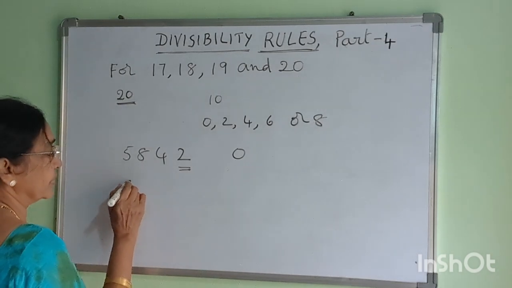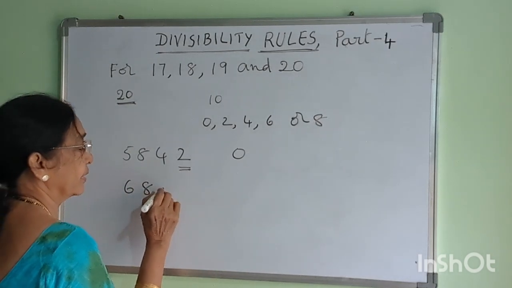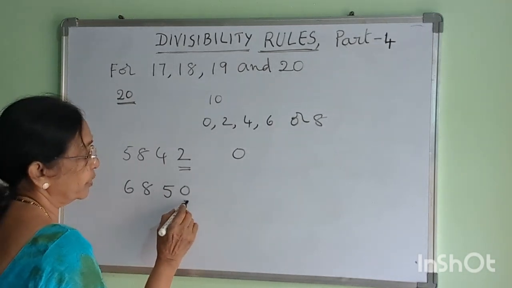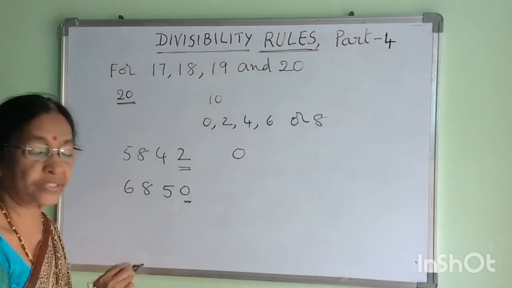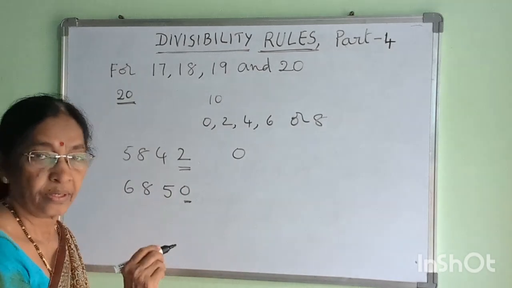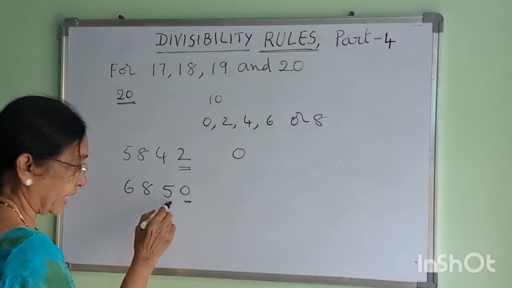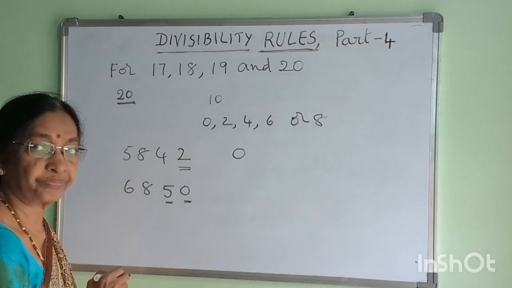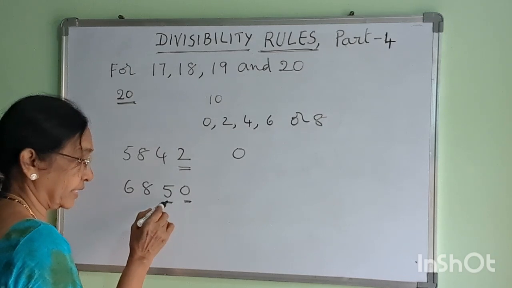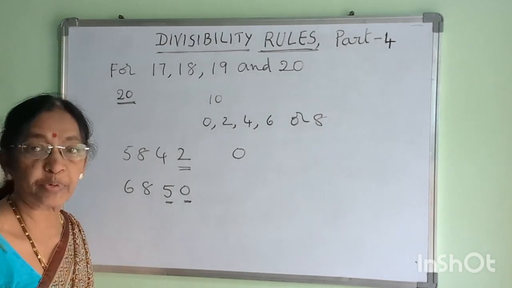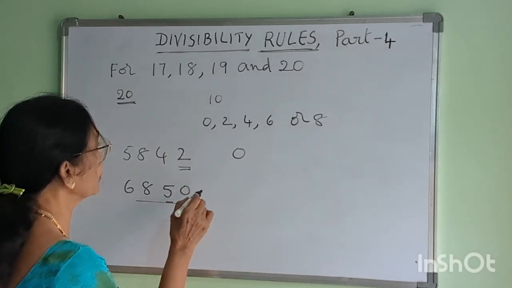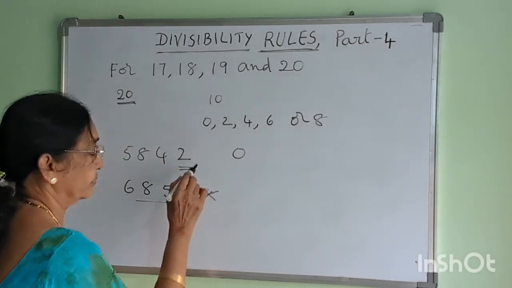Suppose we take another number, 6850. It is divisible by 10 because it contains 0 in the units place. But in the tens place there is an odd number. So it is not divisible by 20. The digit in the tens place must be divisible by 2. So 5 is not divisible by 2. Therefore this number is also not divisible by 20.